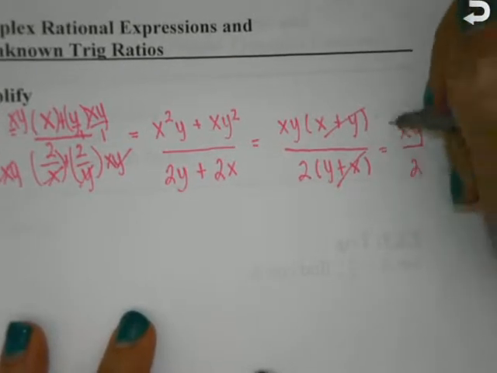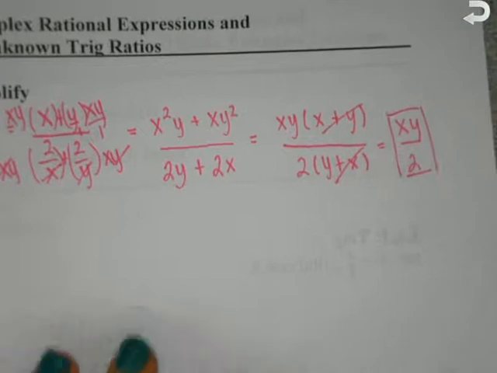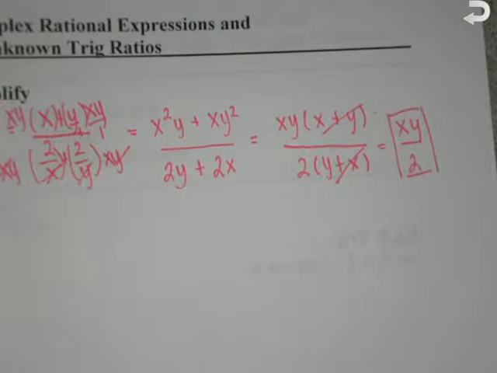So addition order doesn't matter, but subtraction order matters? Correct. Because if you think about it, 2 plus 4 is 6, and 4 plus 2 is 6. But if you're subtracting them, it doesn't come out the same.